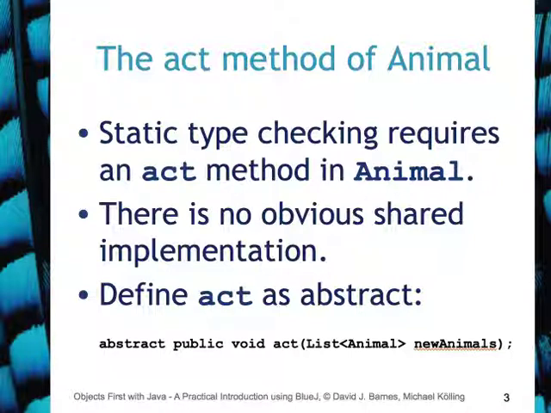The solution is that we will define the act method in animal as abstract by placing the abstract keyword in front of the method signature, and then rather than having a method body, we just have a semicolon. So it looks like this: abstract public void act, and then the parameter list is a list that can contain animals, called new animals, semicolon. So no body, and we use the keyword abstract at the beginning of the method declaration.